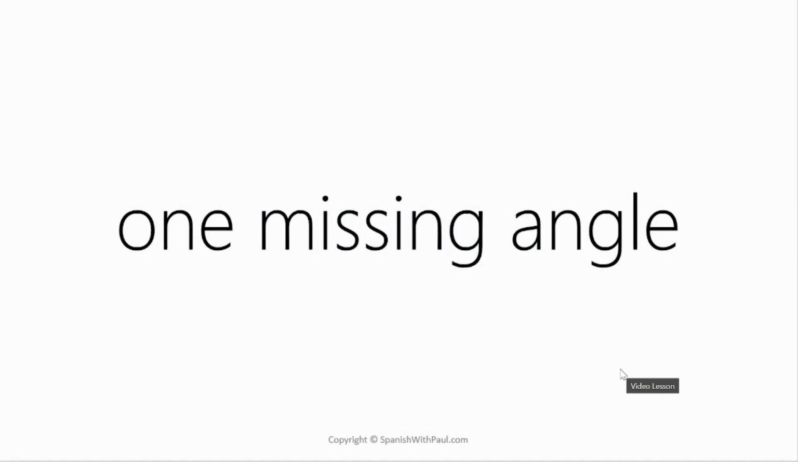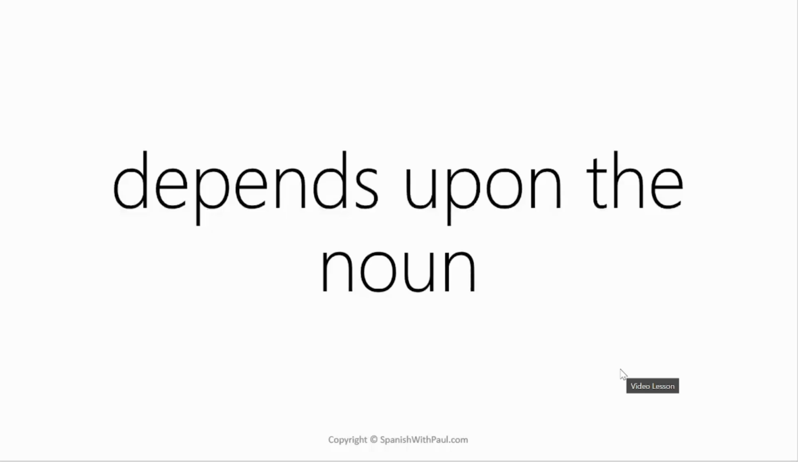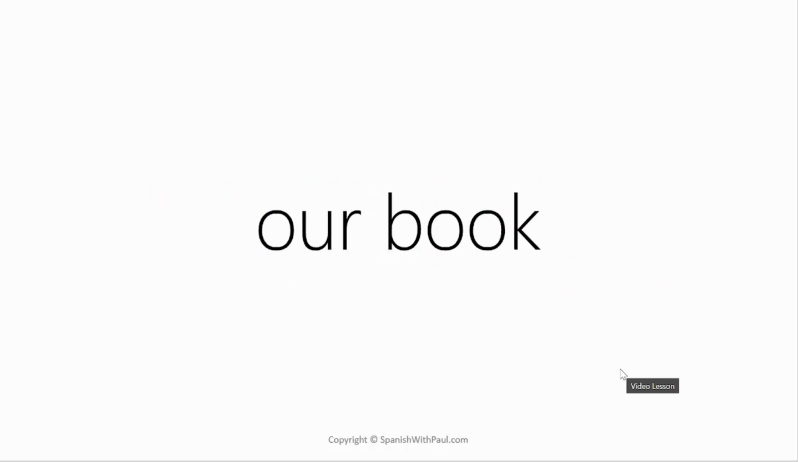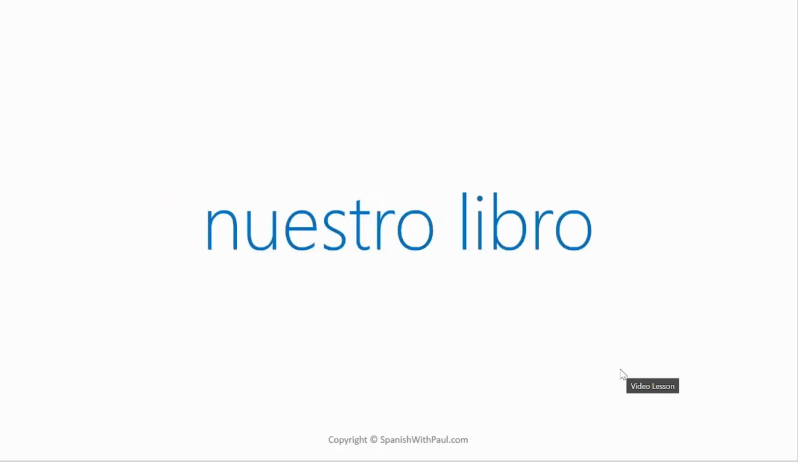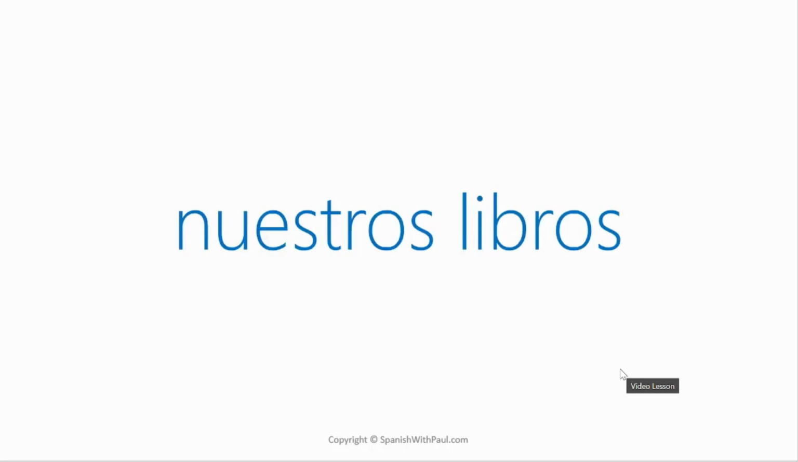Now there's one angle missing, which is of course our. We have four options here. It all depends on the noun, whether it's masculine or feminine, single or plural. So we could have nuestro, nuestra, nuestros, nuestras. This is going to remind you a lot of those adjectives we looked at where you always had the four options. This is no different. So let's try to do it. Our book would be nuestro libro. Now to turn that into plural, so our books, you simply add an S, so it will become nuestros libros.